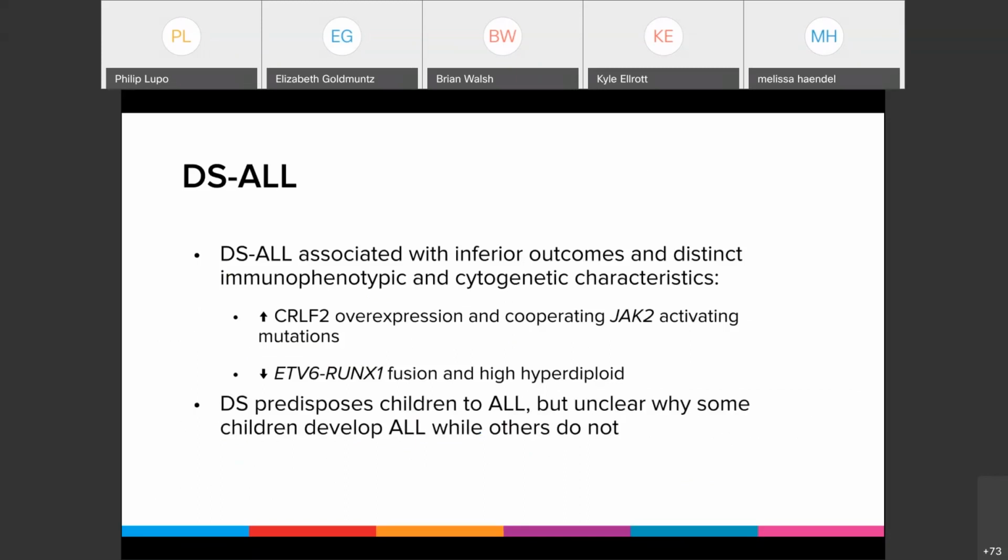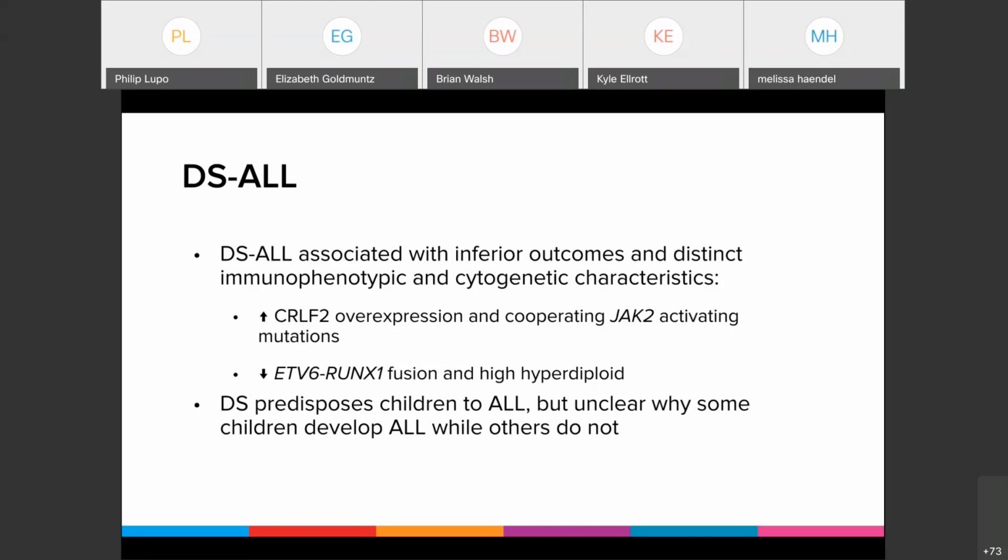Aside from an increased risk, children with Down syndrome that are diagnosed with ALL also have inferior outcomes, which is probably associated with the distinct immunophenotypic and cytogenetic characteristics that they have. So for instance, they have a higher proportion of CRLF2 overexpression and cooperating JAK2 activating mutations, and a lower proportion of these children have more favorable subtypes of leukemia like ETV6-RUNX1. But in spite of this predisposition, it's really unclear why some of these children develop ALL while others don't.